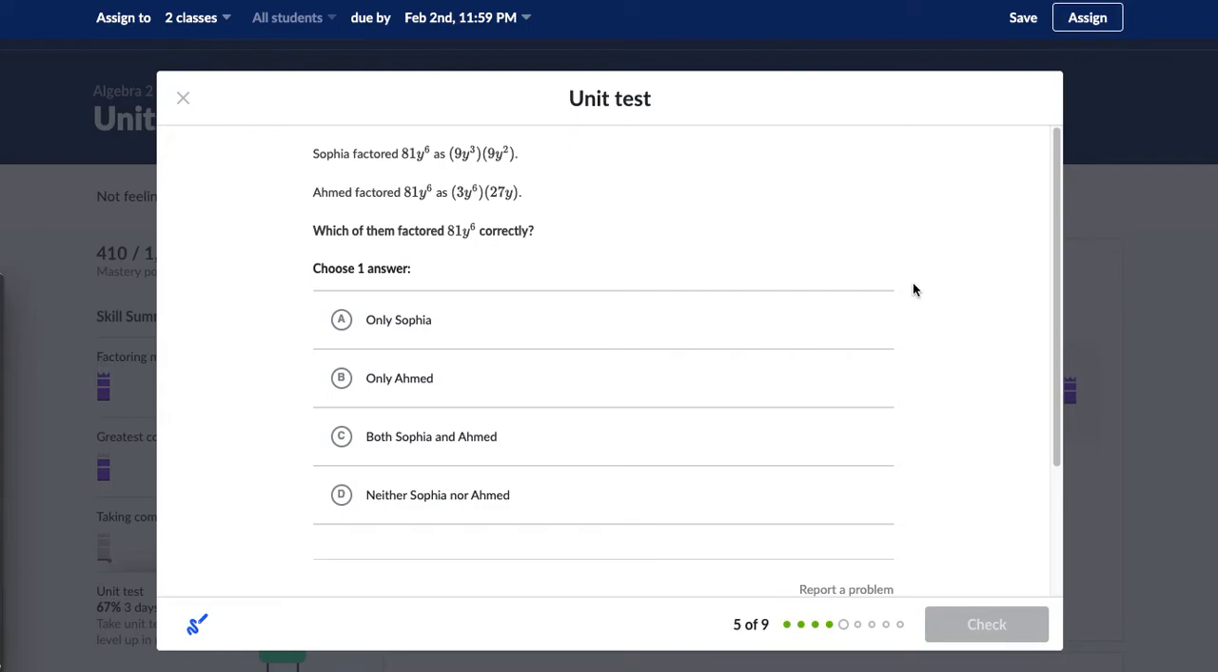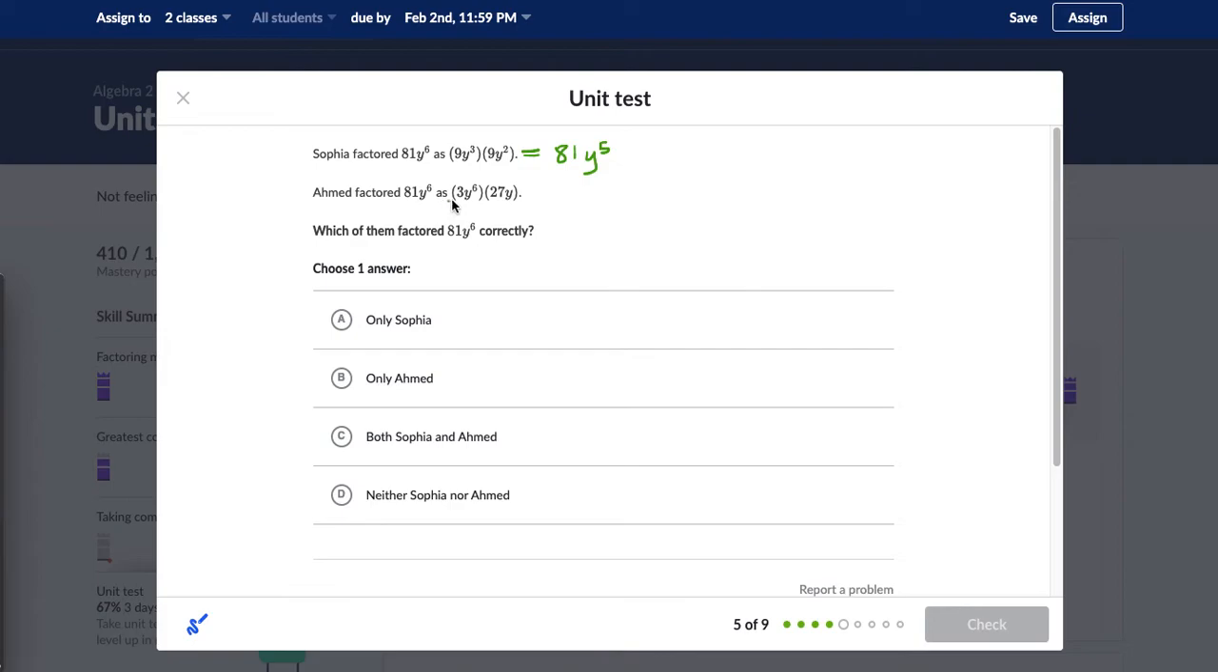Okay, so here's a kind of error check, I suppose, right? So Sophia factored 81y to the 6th as 9y to the 3rd times 9y squared. We can see that 9 times 9 is 81. Y to the 3rd times y squared is not y to the 6th. That is not correct. What she's actually got here is 81y to the 5th, because you add the exponents. So we've got an error here, and I presume that's going to be the question, right?